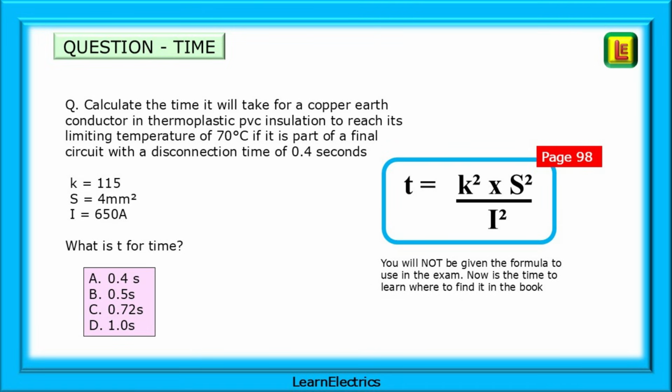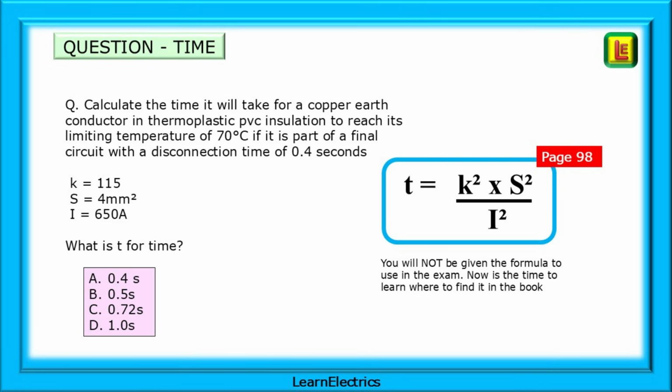We are given the data for the calculation: K equals 115, S is 4 square millimeters, and I is 650 amps. What then is T for time? We are given 4 choices. Select an answer. In order to help you and to make you familiar with them, we've provided the formula, but you will not be given the formula to use in the actual exam.